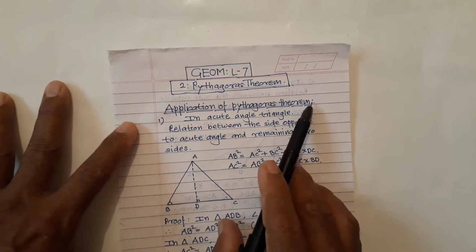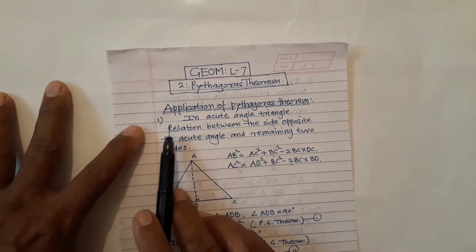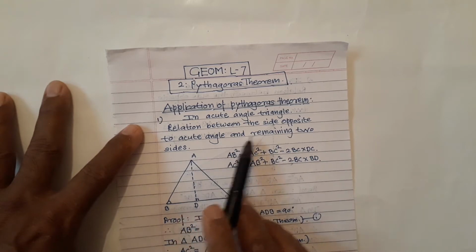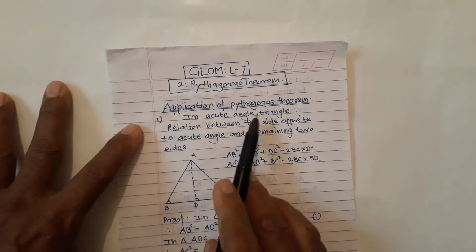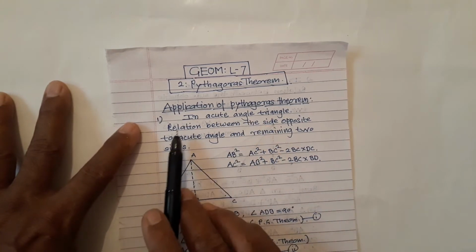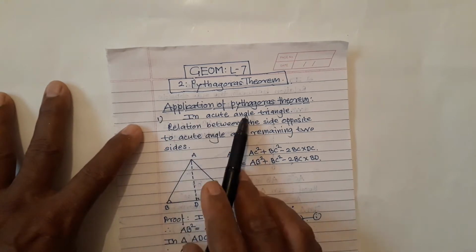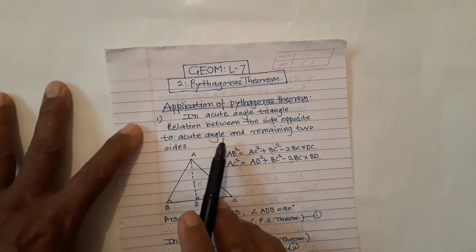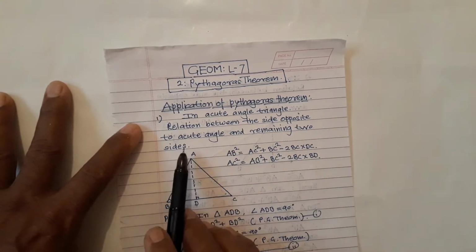By means of Pythagoras theorem, you can find the relation between the side opposite to acute angle and remaining two sides in acute angle triangle. And also in obtuse angle triangle, relation between the side opposite to obtuse angle and remaining two sides. Okay.